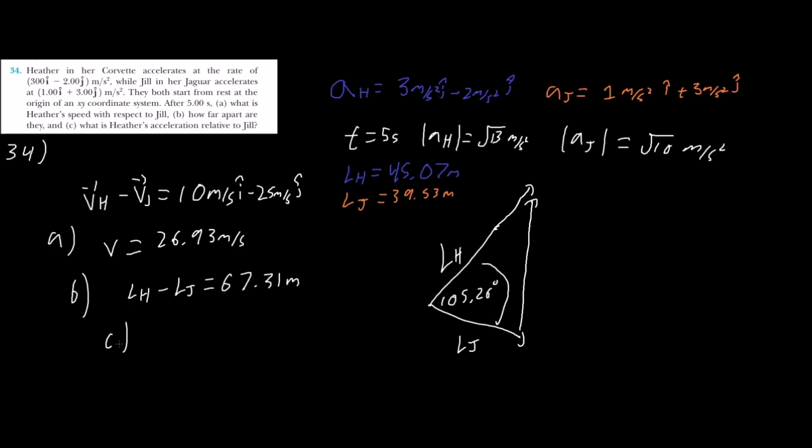And let's see, what's part C? What is Heather's acceleration with respect to Jill? Well, we can find that. That's going to be 2 meters per second squared in the i-hat direction, minus 5 meters per second squared in the j-hat direction.